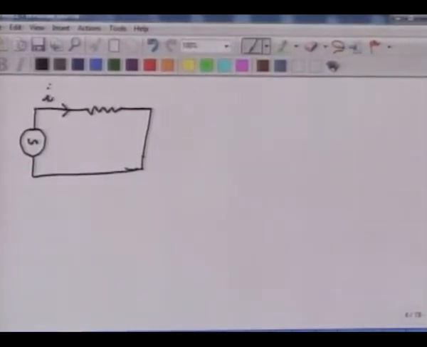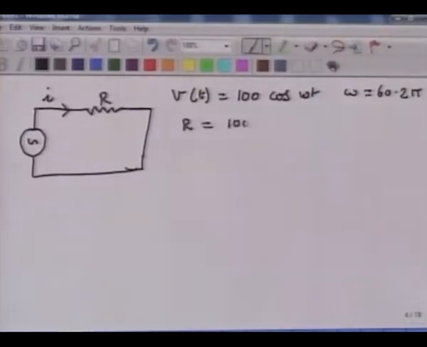The current is I, and my voltage, which is a function of time, is, let's assume, 100 cosine omega t, and omega, let's say, is 60 hertz or 60 times 2 pi. So 60 is the frequency. And the value of this resistance, let's assume it to be 100 ohms. Actually, I will change my mind and make this only 10 volts. So it is 10 cosine omega t.